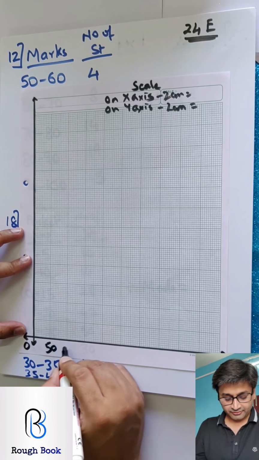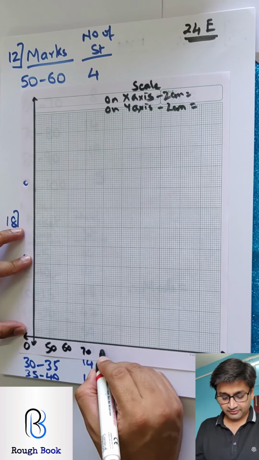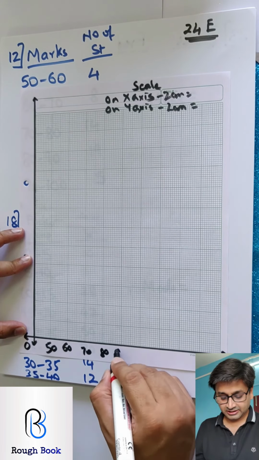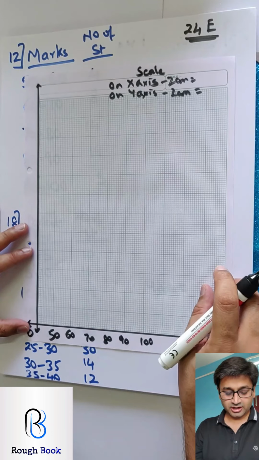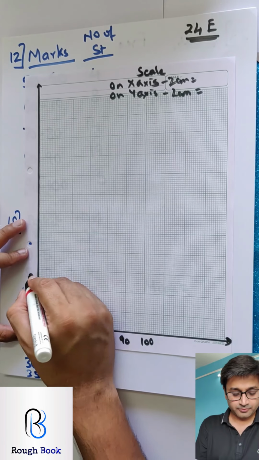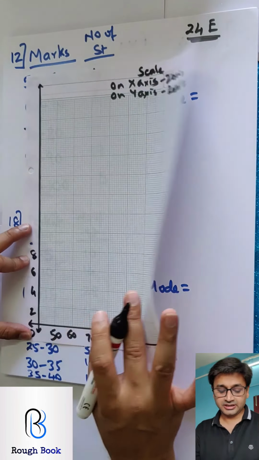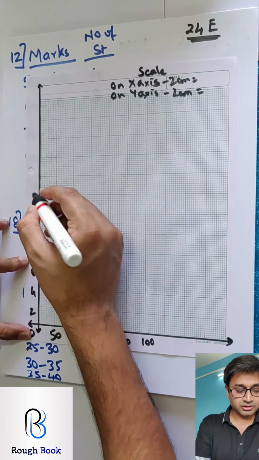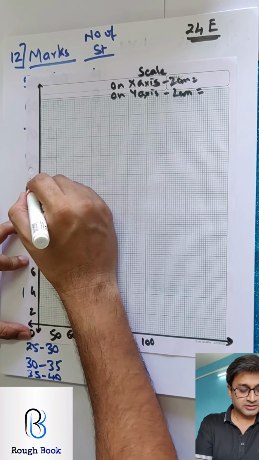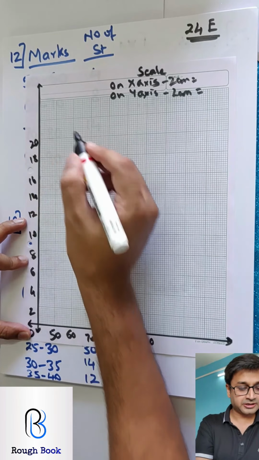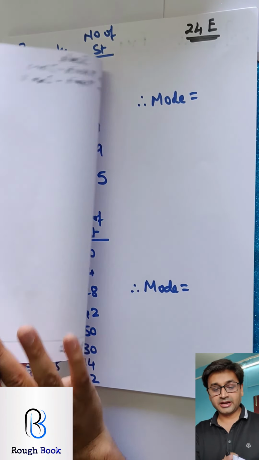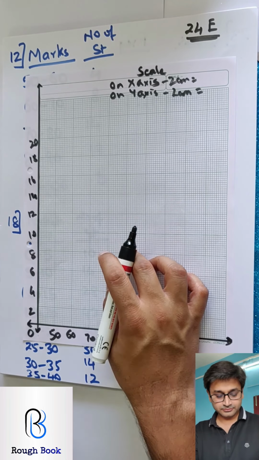So 0, 50, 60, 70, 80, 90 and 100. I guess 100 is the max. Yeah, maximum is 19. So I think you can take 2, 4, 6, 8. Is it? If I take 2 I will be needing 10 lines. Yeah, so 10, 12, 14, 16, 18 and 20. Yeah, 4, 8, 14. So first one for 4.